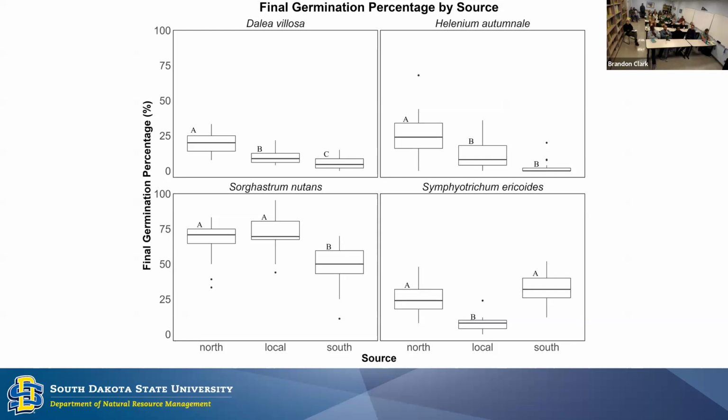For final germination by source, we see that 3 out of the 4 species, Dalea villosa, Symphyotrichum autumnale, and Sorghastrum nutans, have higher final germination percentage in the north compared to the south sources, but it's not seen in Symphyotrichum ericoides. So there are no clear, consistent patterns of how source affects it, but it leans somewhat towards north sources having higher final germination percentage.